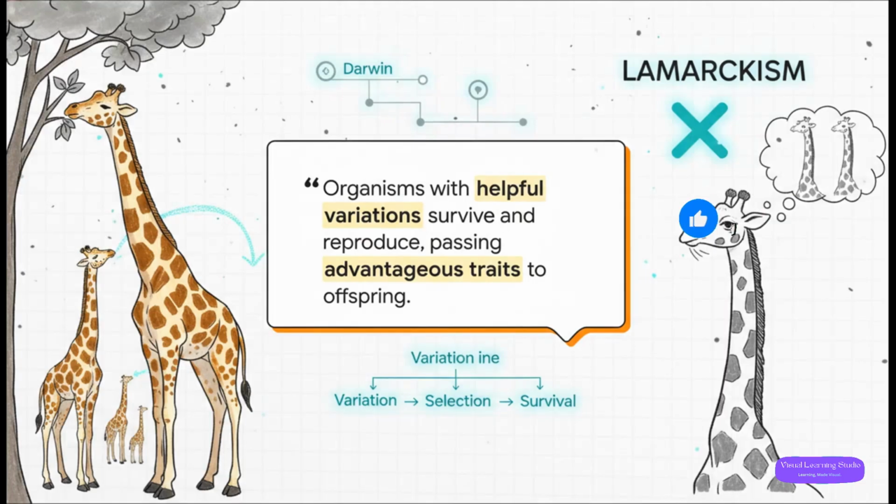So here's the most important point, and this is a perfect definition for your exams. Organisms that already have helpful variations, just by chance, are the ones that survive and reproduce better. This is the key difference from what Lamarck thought. Lamarck's idea was that giraffes got long necks because they were actively stretching for leaves. But Darwin's insight was, no, some giraffes were just born with slightly longer necks by random chance. And in a world with tall trees, they were the ones who could eat, survive, and pass on those long neck genes. The variation comes first, then the environment selects the winners.